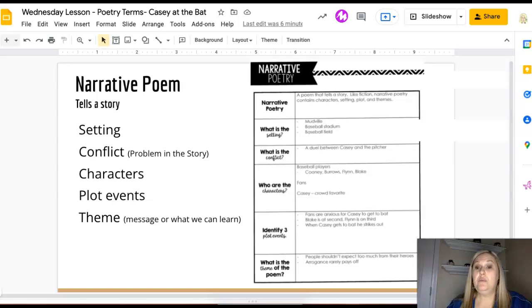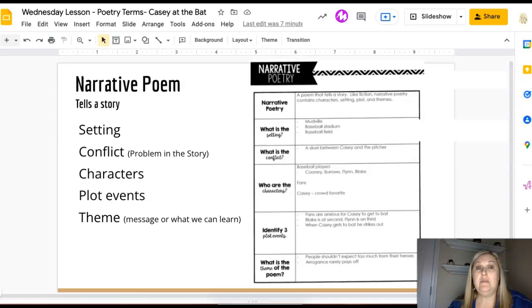Okay, we're going to do more with theme this year later on, but just keep in mind that there can be different themes for different stories, and as long as you have evidence in the story to support the theme that you came up with, it's correct, okay? As long as you have evidence to support it.